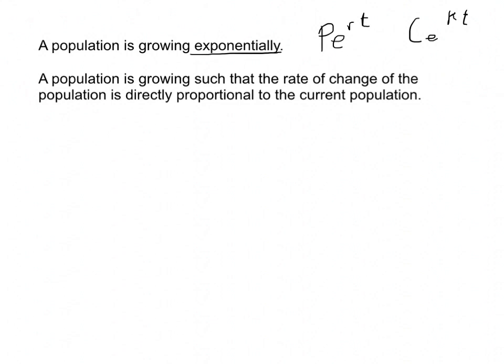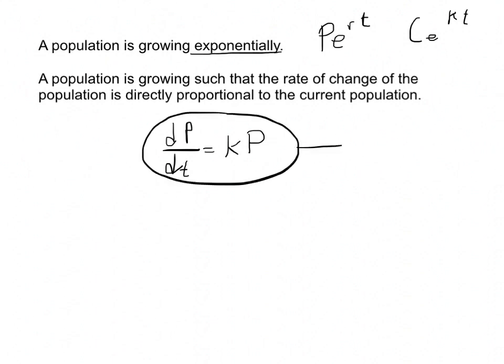The other way is more of a calculus sense. What we sort of saw in the last video is that if you've got something that's growing such that the rate of change of the population is directly proportional to the current population, in other words, if dP/dt is equal to k times P, if you have this differential equation, then we know that it's going to yield Pert, it's going to yield Ce^(kt).